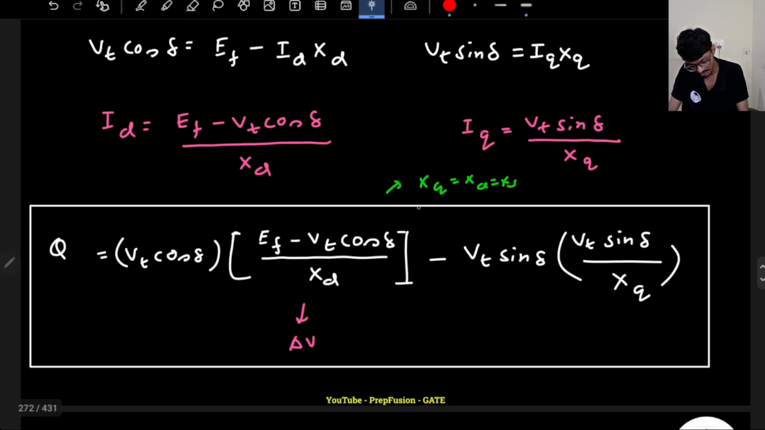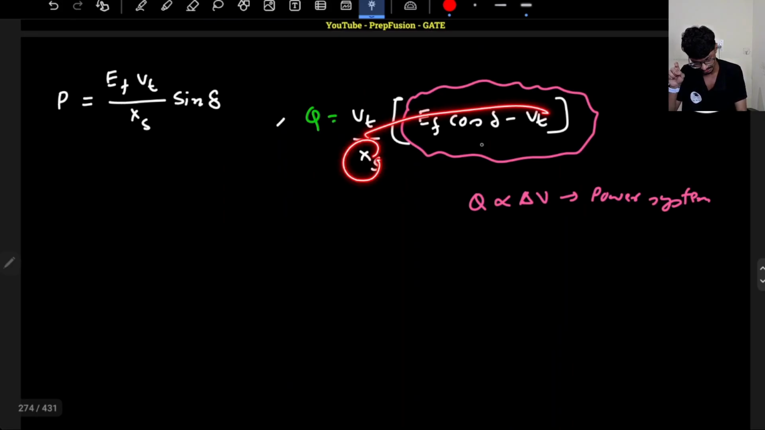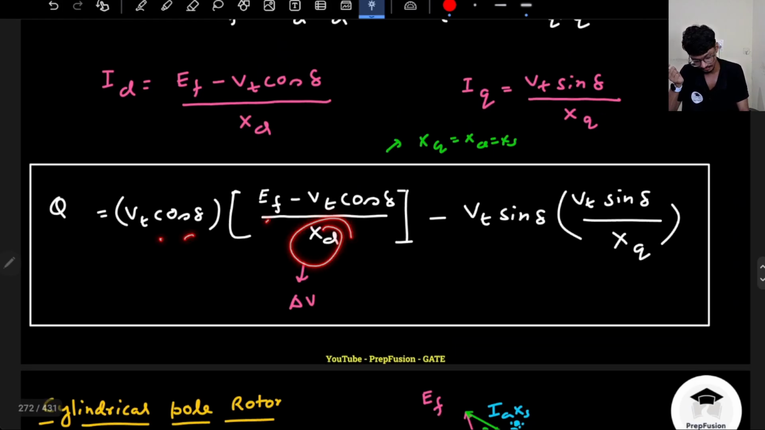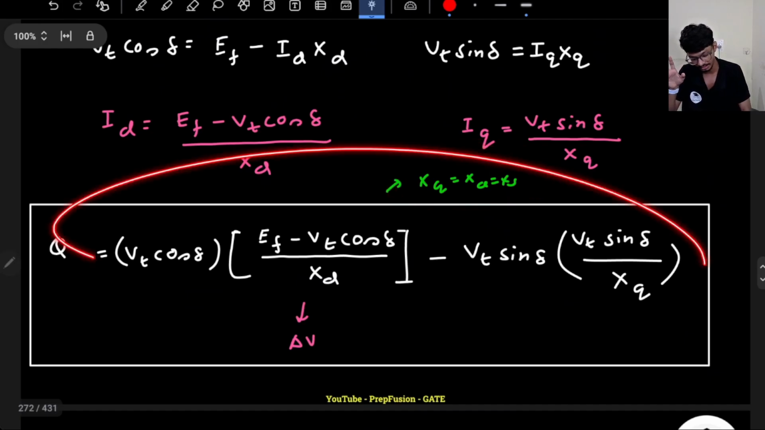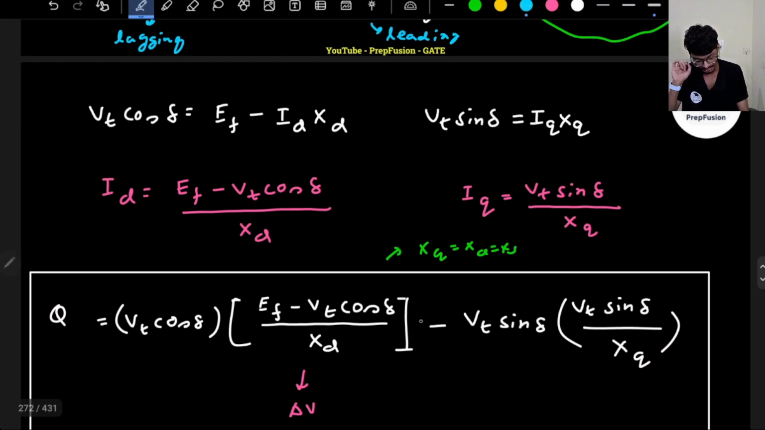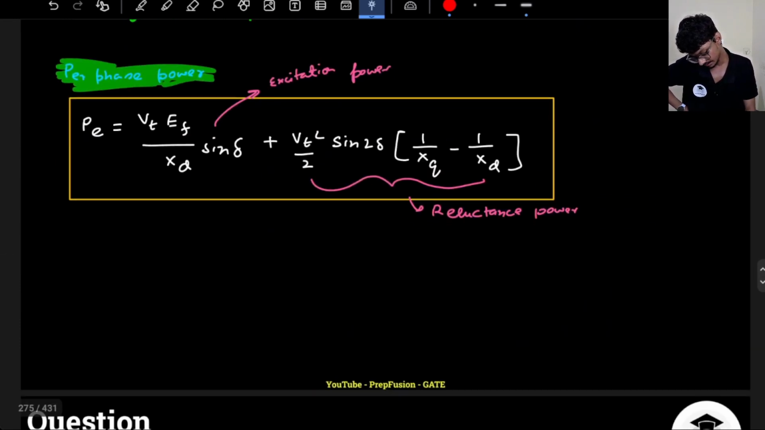Now if I make xq equal to xd equal to xs, then this will become Vt square cos square delta, minus Vt square sin square delta. If I take minus Vt square common, it will be sin square delta plus cos square delta, that will be 1 by xd, that is Vt square by xs, which is already present over here. And what about this term? This is Ef into Vt cos delta by x, which is present over here. So if you make xd equal to xq, you will get back this value. If you are able to remember this formula, well and good, otherwise you derive it. And be careful regarding this sign. I was also making the mistake. It's a leading reactive power, that's why it is negative. So every concept will be cleared here. These are the formulas basically.